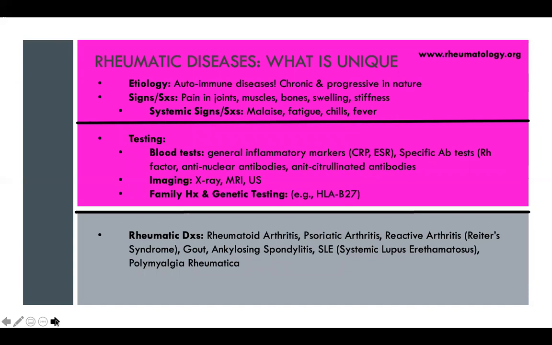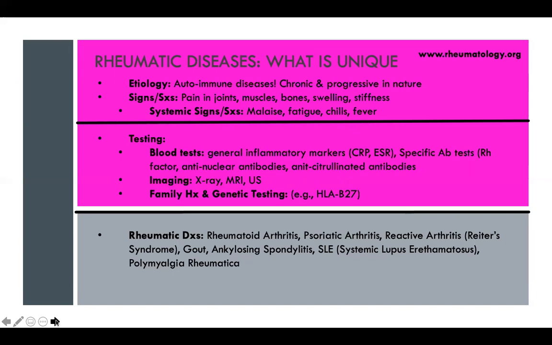Signs and symptoms, like we said before, often affect joints, muscles, bones. There can be swelling, stiffness, pain. But really, we're going to key in on these systemic signs and symptoms where there's this immune response because the immune system is maladaptive. So you can see things such as malaise, fatigue, chills, and fever, which are more systemic. There is testing that can be done for these specific diseases, and we'll talk a little bit about these as they're relevant to the different diagnoses or different disorders.